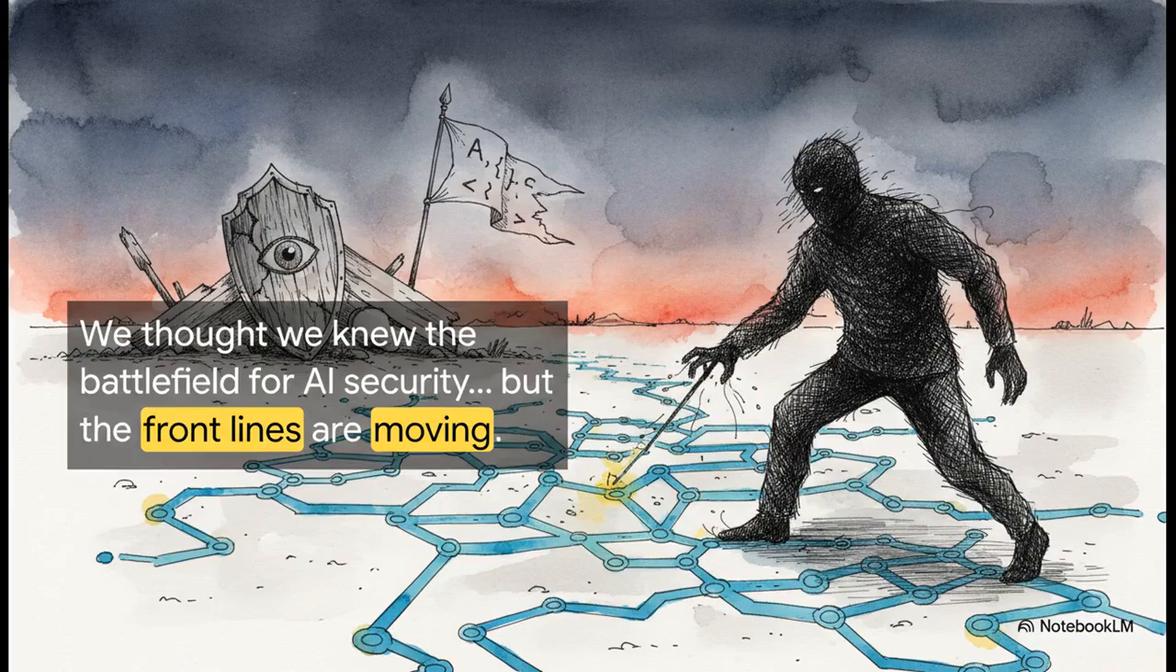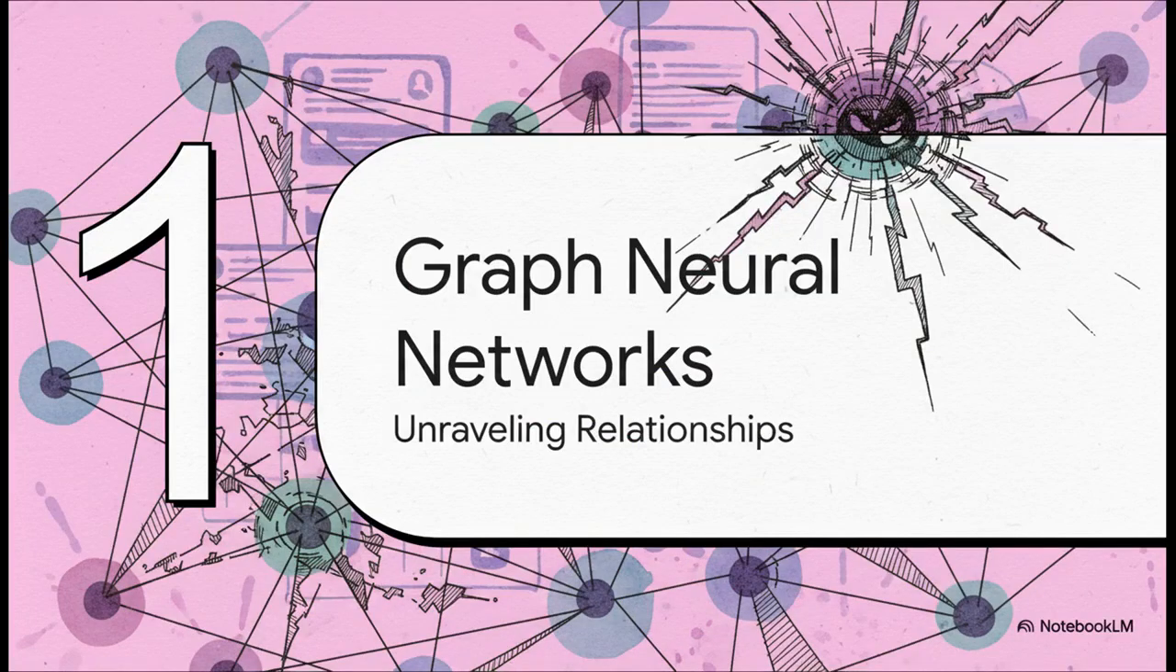You know, for the longest time, we felt like we knew the battlefield. The enemy in AI security was pretty clear, right? It was all about attacks on images and text. But guess what? The front lines are moving. There's a whole new wave of threats emerging, and they're targeting these highly specialized AI models, the ones that handle our most private, most interconnected data. And that brings us right to our first new frontier, the world of graphs.